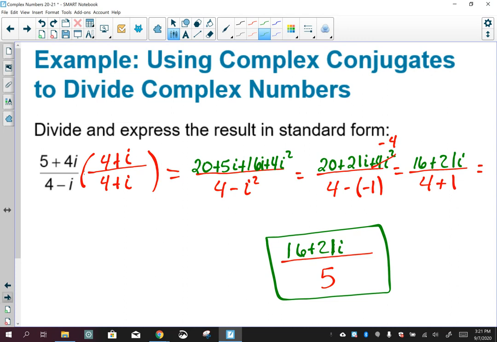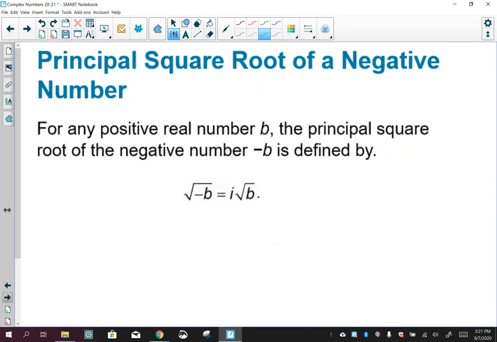Alrighty then. So we looked at what is an imaginary number. We looked at the pattern of the powers of I. We looked at how to add, subtract, multiply, and divide.